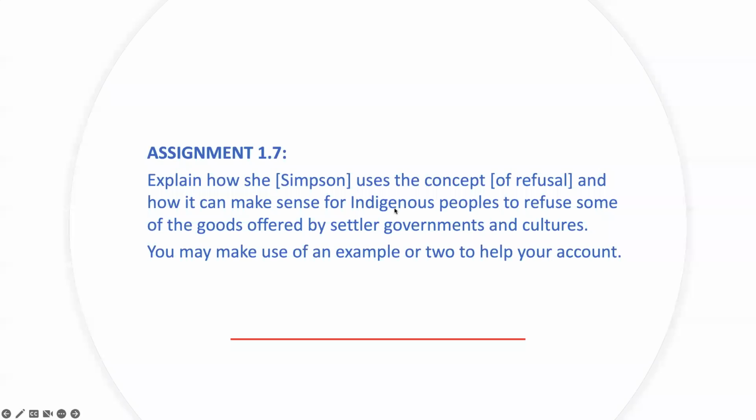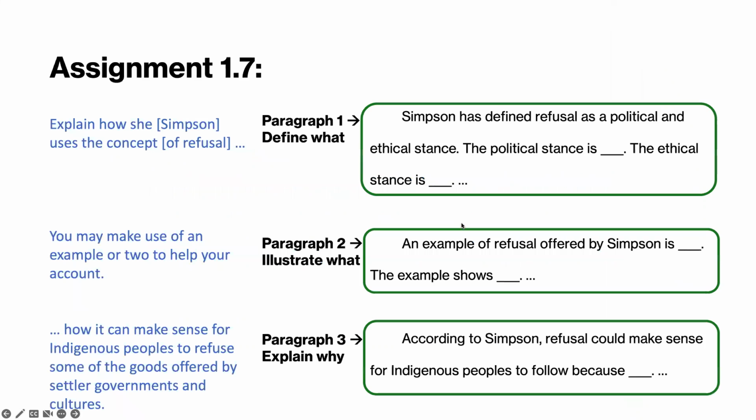Welcome to tutorial 1.7. The assignment is to explain how Simpson uses the concept of refusal and how it can make sense for Indigenous people to refuse some of the goods offered by settler governments and cultures. You may make use of an example or two to help your account.